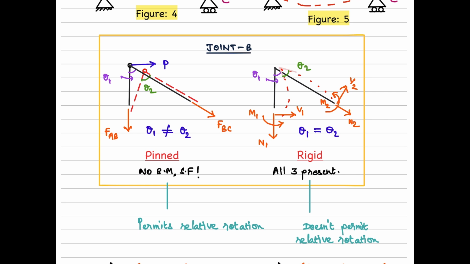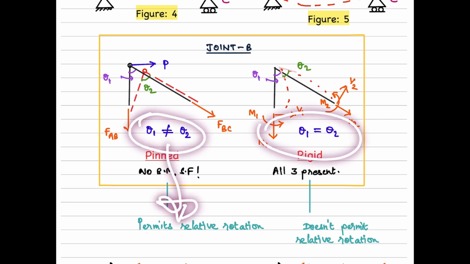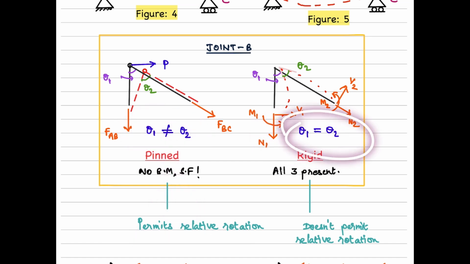And finally, I can say this otherwise. In a truss, the joint permits relative rotation of the members, whereas in a frame, it doesn't permit relative rotation of the members connected at a rigid joint. Fine.